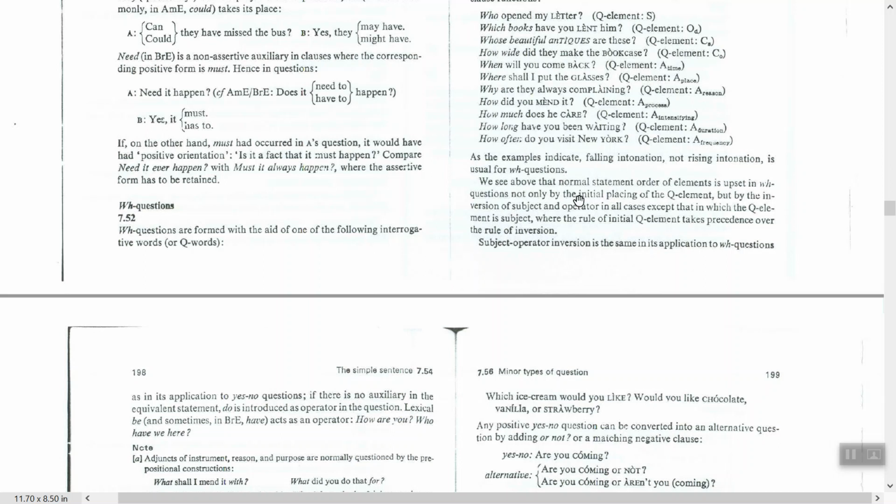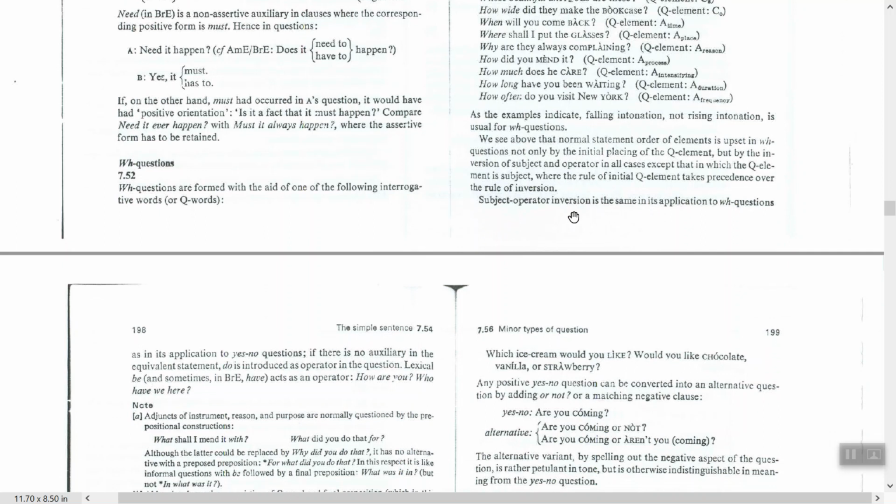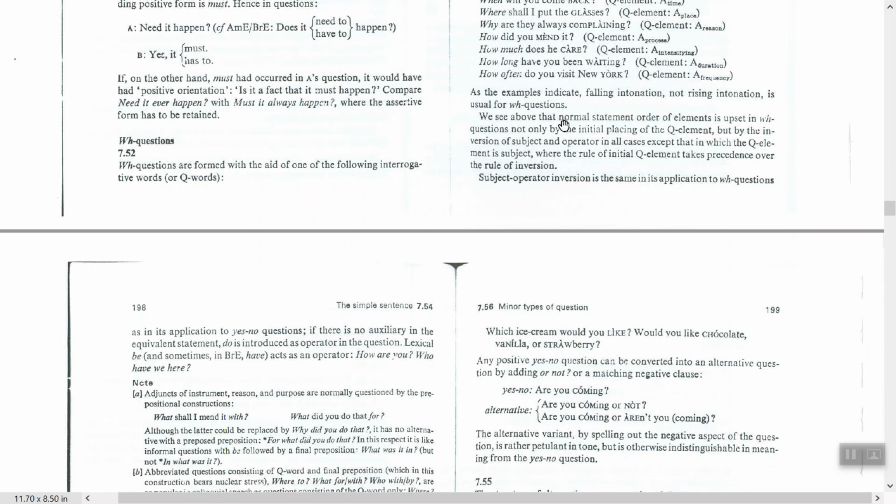This is the explanation. Subject-operator inversion is the same in its application to WH questions. Here we have the operator and subject-operator inversion; we put the operator before the subject when we make questions, the same as with WH questions. When you ask, for example, "Do you visit New York?" we have inversion here. And when you use WH questions, the inversion is still there, the same.